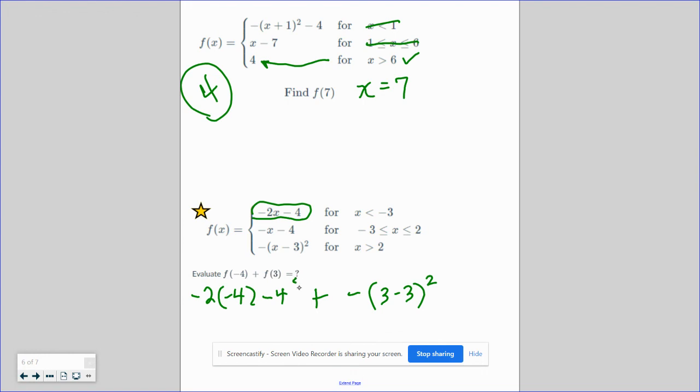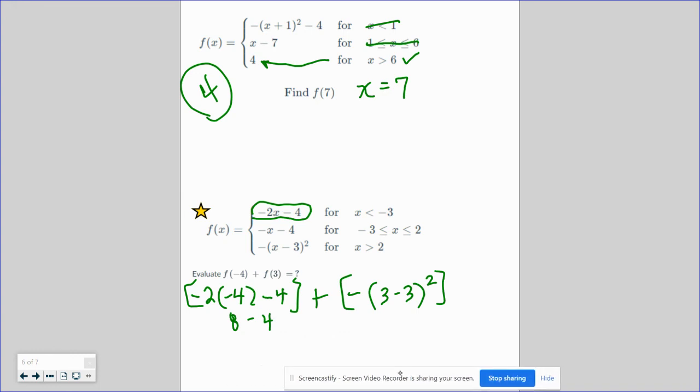So ultimately, these all have to be solved, and then we're going to add them together. So -2 times -4 is going to give me a +8, minus 4 gives me a +4. And then we're going to add that to what we finish over here. 3 minus 3 is 0. 0 squared is 0. If we make a 0 negative, it makes no difference. So our answer for this one is also 4.